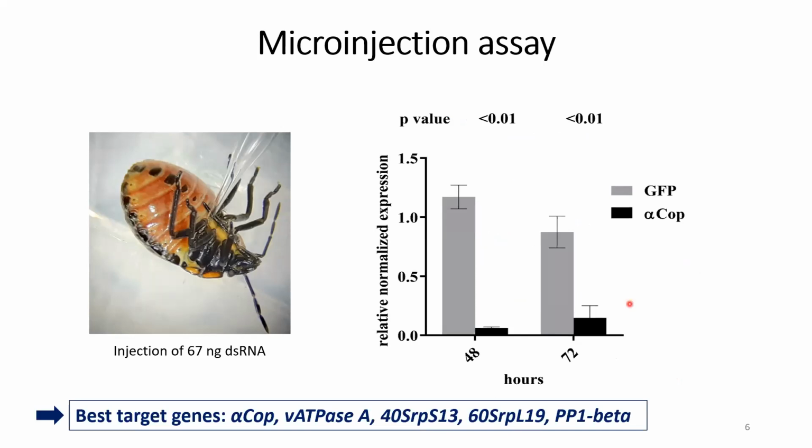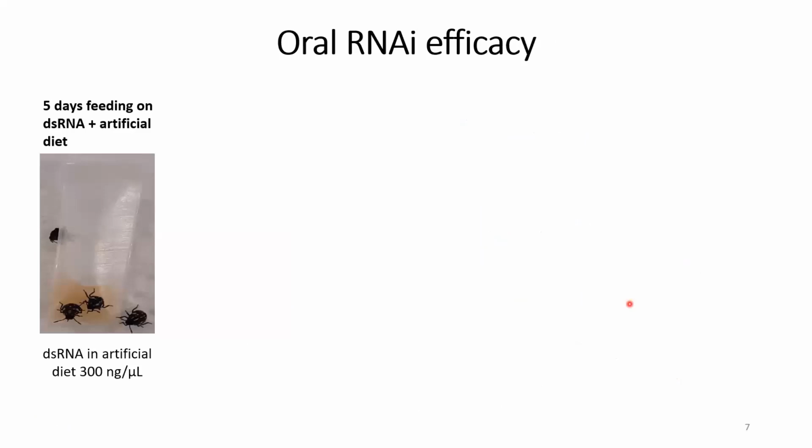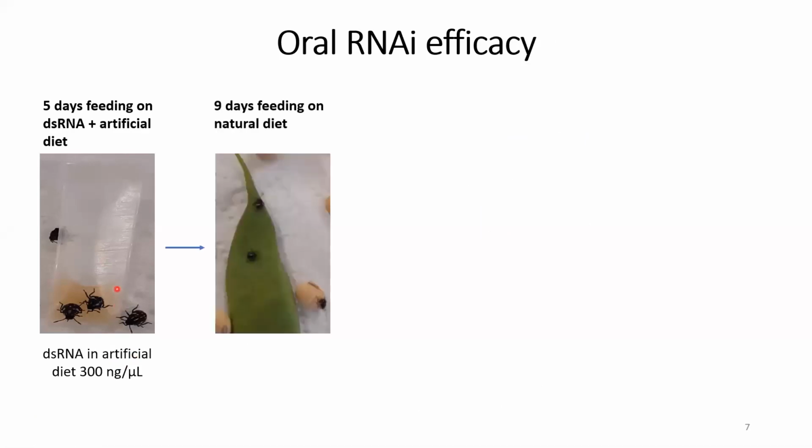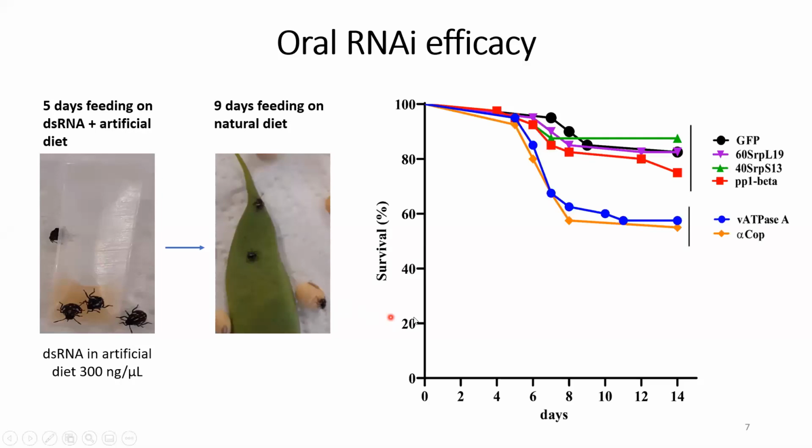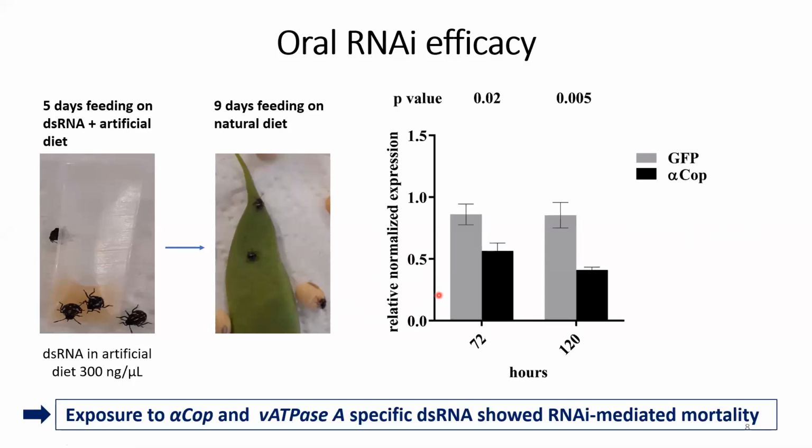From this microinjection assay, we selected the 5 best genes based on their mortality, and they were further used for the oral feeding assay. In the oral feeding assay, as you can see in the figure, the dsRNA of the selected genes was mixed in the artificial diet, with a final concentration of around 300 nanograms per microliter. Second instar nymphs were fed on this diet for 5 days, followed by feeding on a natural diet for 9 days, and then evaluated based on mortality. You can see that only 2 genes showed around 45 to 50% mortality, which was significantly different from the control. Here we also confirmed the RNAi efficacy in the expression of the mRNA of the essential gene.